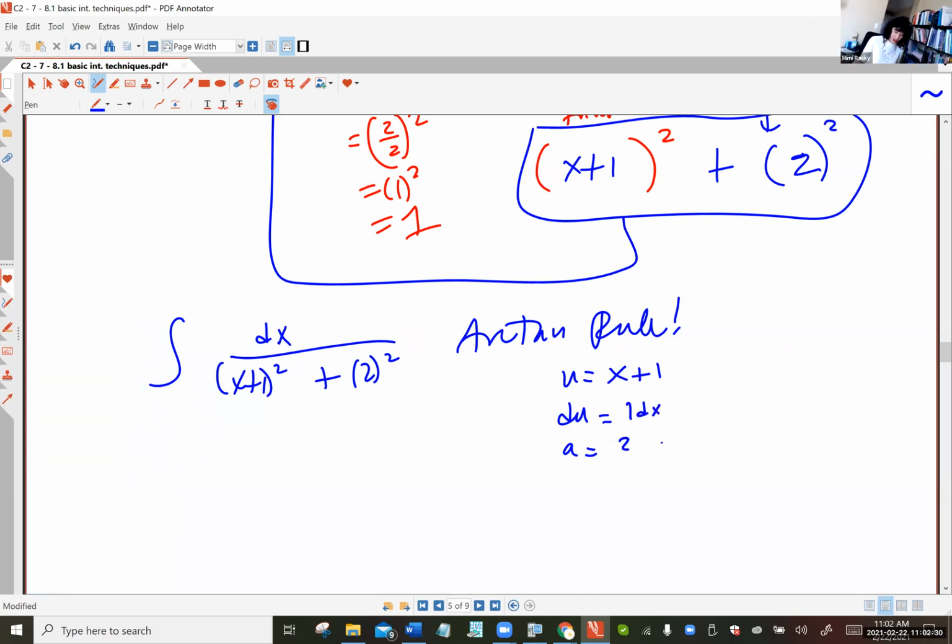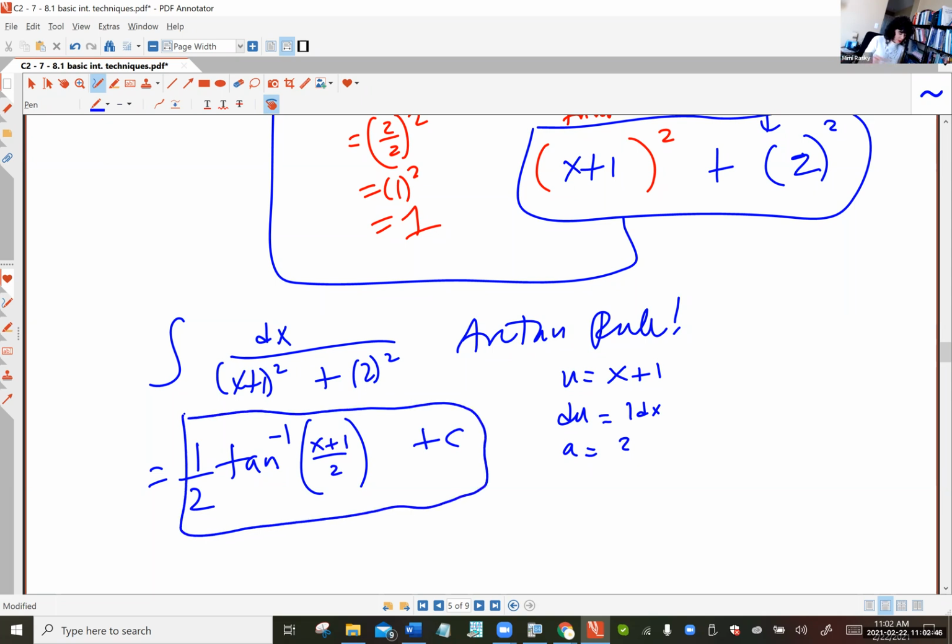So you have all your ingredients, so you're ready to go. Final answer is 1 over a, that's 1 over 2 for us, arctan, and the argument here will be u over a, and then plus C. And we're done with that problem. Woo! So that's the complete the square strategy. A good one. Really good. Questions?